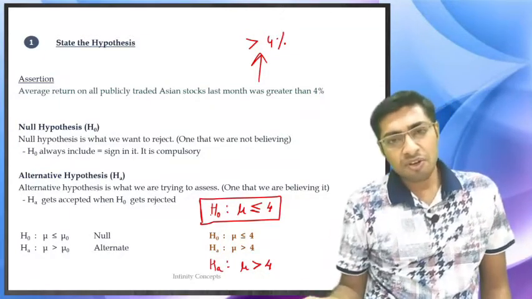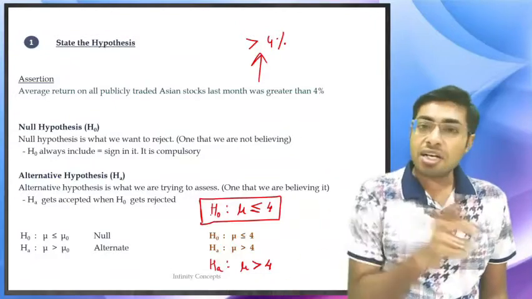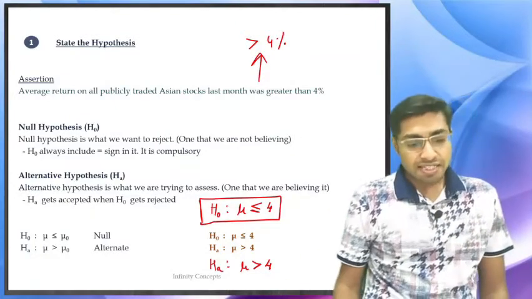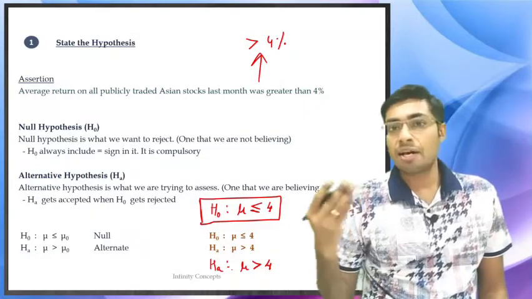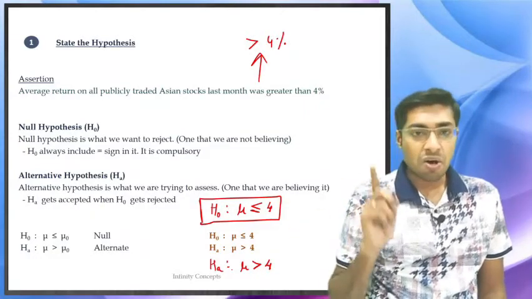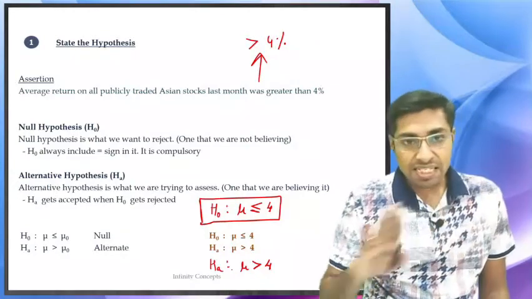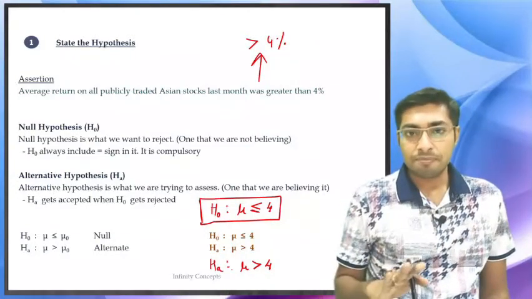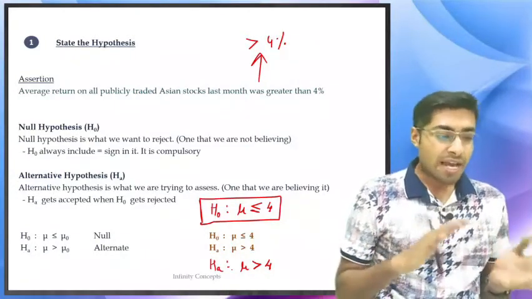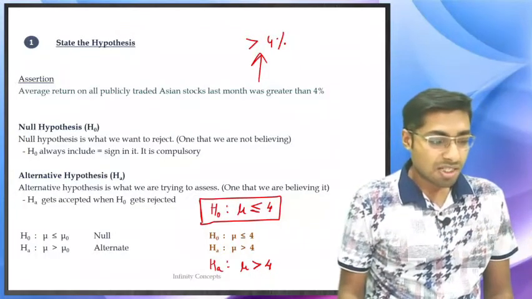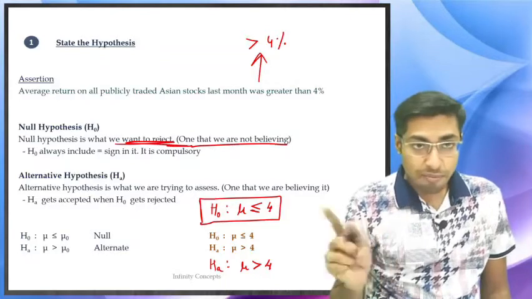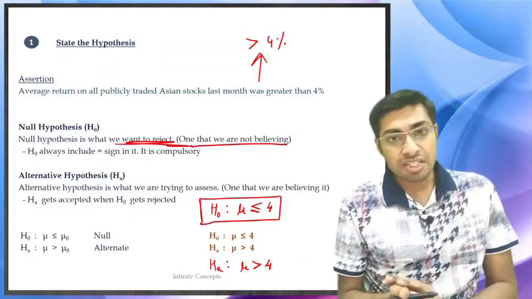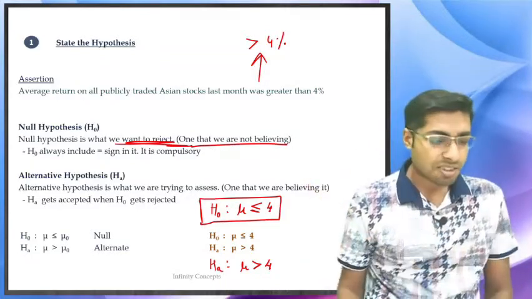Obviously, the opposite of your null hypothesis will be the alternative hypothesis. So your HA, the alternative hypothesis, will be population mean greater than 4%. Remember, in the alternative hypothesis, there won't be the is-equal-to sign. Fine. So this is your null and alternative hypothesis. What is the null hypothesis? It is something that we always want to reject, one that we are not believing, one which is the opposite of the statement.